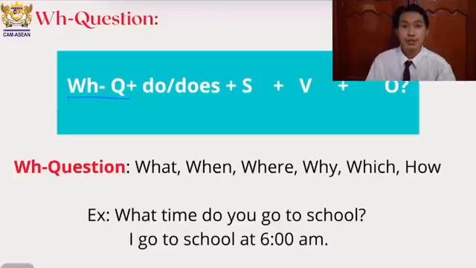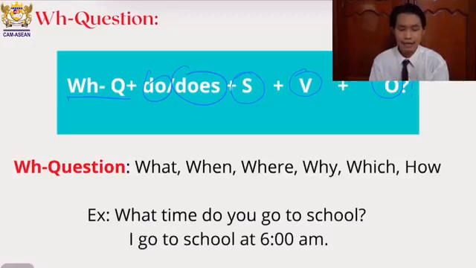Let's move on to WH questions. Alright, so let's look at the sentence structure together. It started with a WH question word, followed by do or does, followed by the subject, followed by the verb, followed by the object and a question mark, okay?